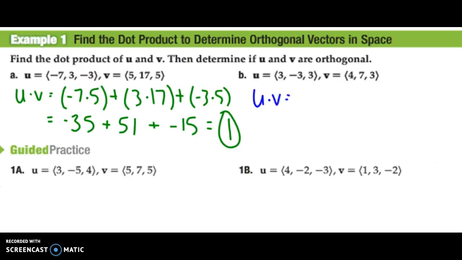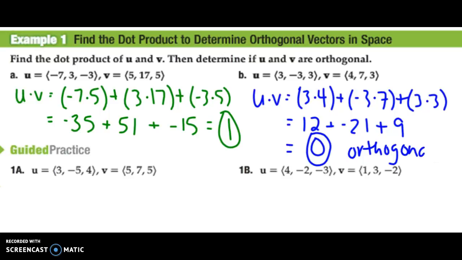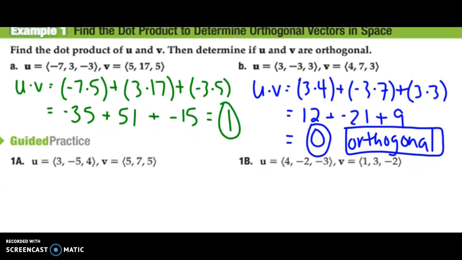u times v is going to be 3 times 4 plus negative 3 times 7 plus 3 times 3. 3 times 4 is 12. Negative 3 times 7 is negative 21. 3 times 3 is 9. I add up all of those and they add up to 0. So are these orthogonal? Yes, they are. Meaning they are right angles and perpendicular. So there's a couple guided practice problems. Feel free to try those now.